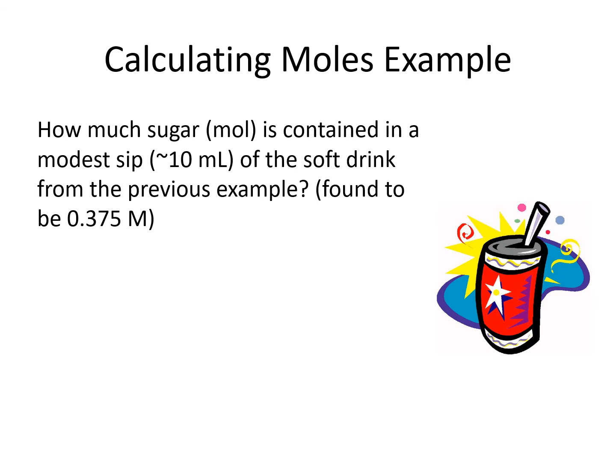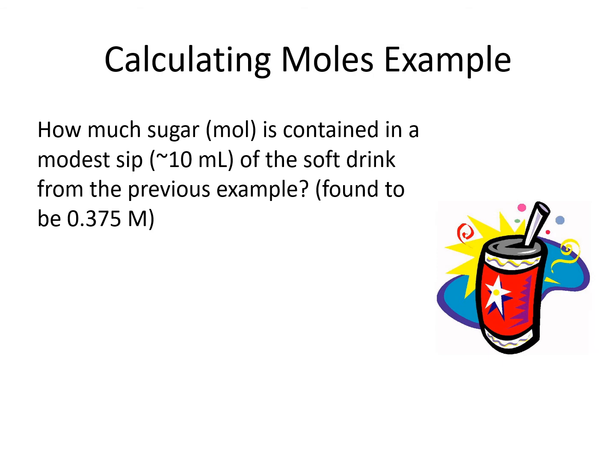Here's a second related example. We're trying to find how much sugar in moles is found in a sip of the soft drink from the previous example. Not the whole thing, but just 10 milliliters of that soft drink. And the interesting thing, because it's based on the previous example, we already know the concentration. It should still be the same concentration as before, which is 0.375 molar.